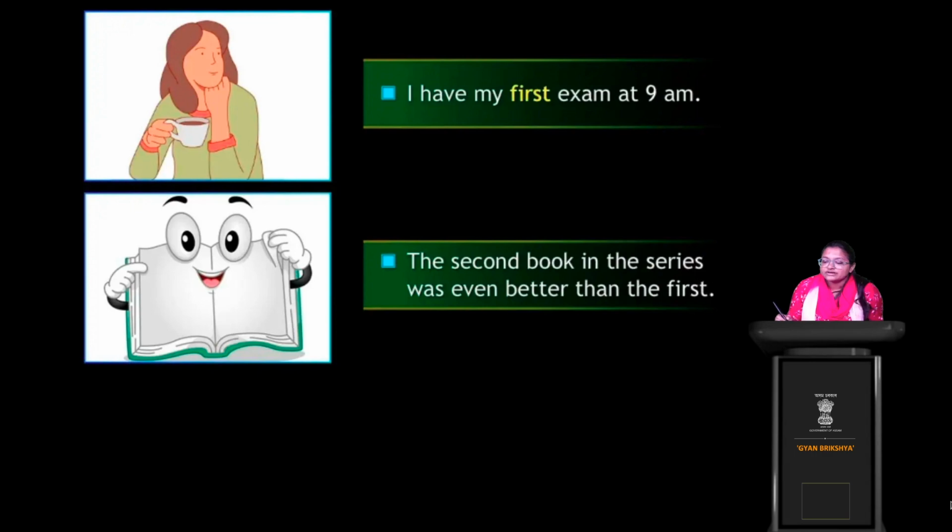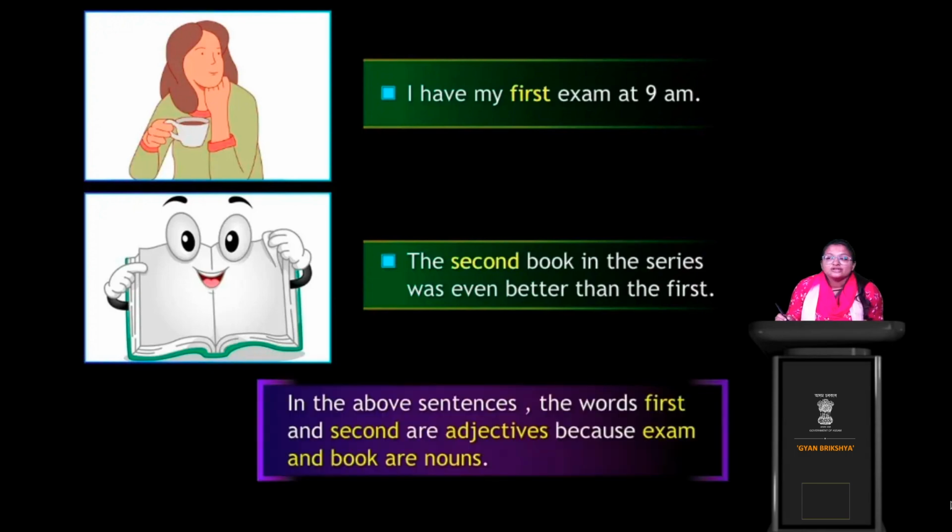Clear? Now, let's look at this. In the above sentences, the words first and second are adjectives because exam and book are nouns. Exam is the noun, and something which is qualifying the noun, the word first, is the adjective. Similarly, in the second book in the series, book is the noun and second is qualifying the noun. The second book. Right?